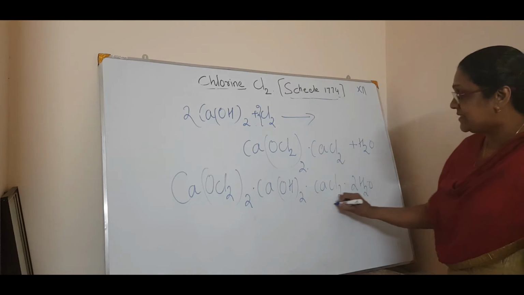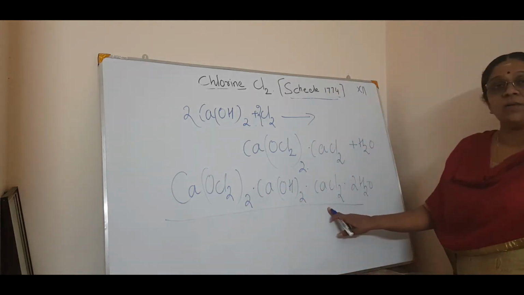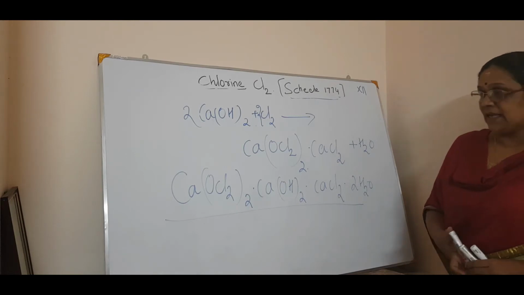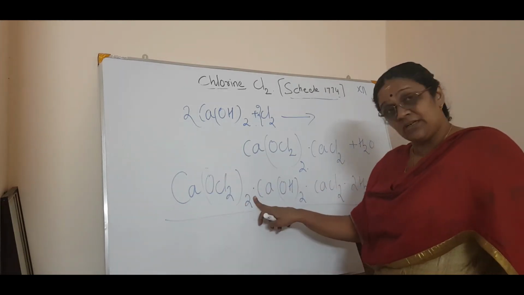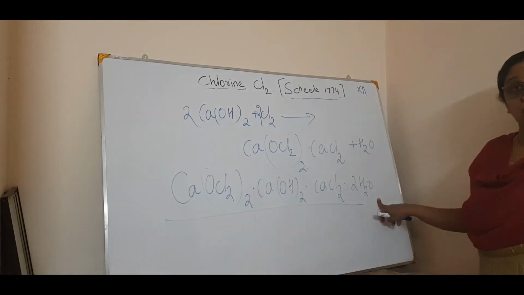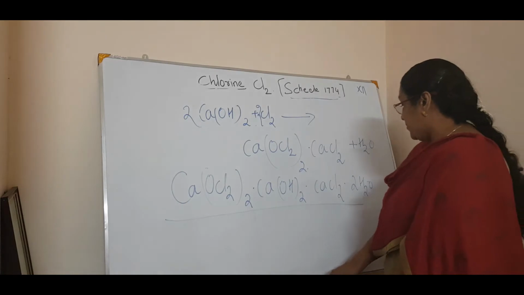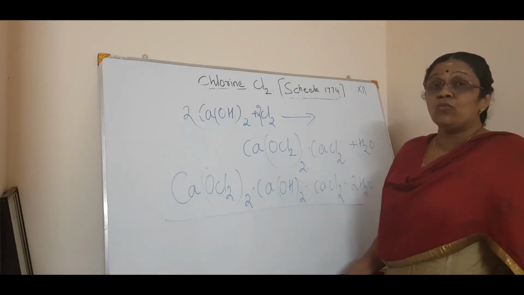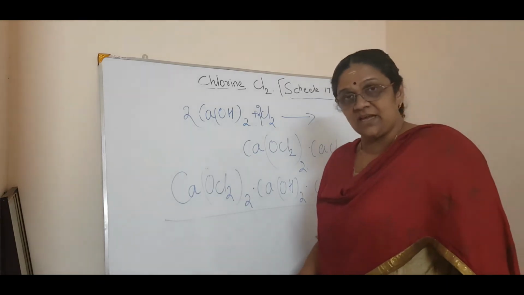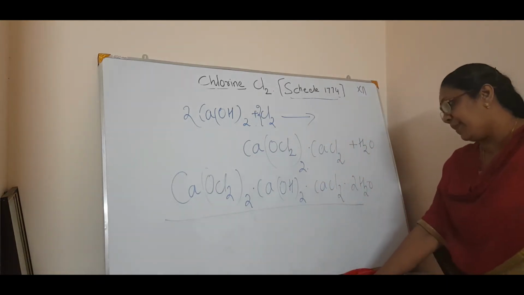This is the correct composition of bleaching powder. That means calcium oxychloride, the OCl2 twice, is a mixed compound: calcium hydroxide, dot calcium chloride, dot the water of crystallization. The two water molecules of crystallization are there. So this is the chemical composition of bleaching powder.